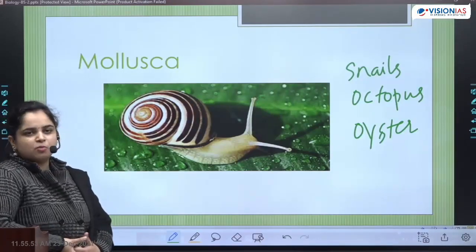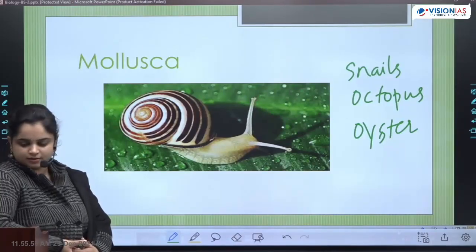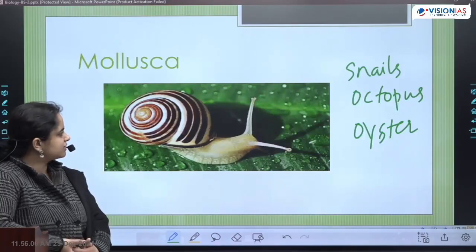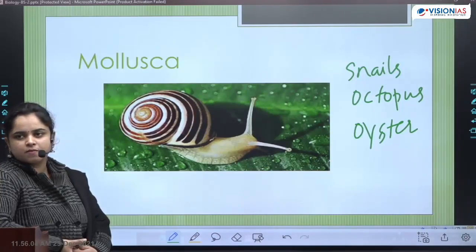You can just write down mollusks are aquatic organisms. That's the only point you can write. And then write down the examples. Snails, octopus, oysters.